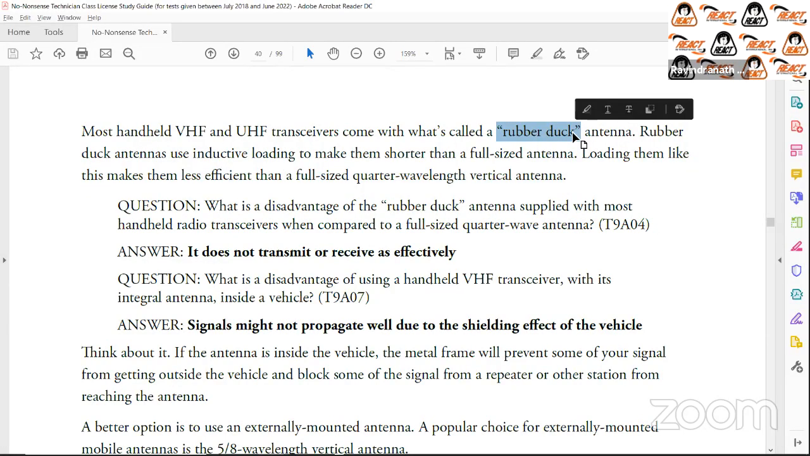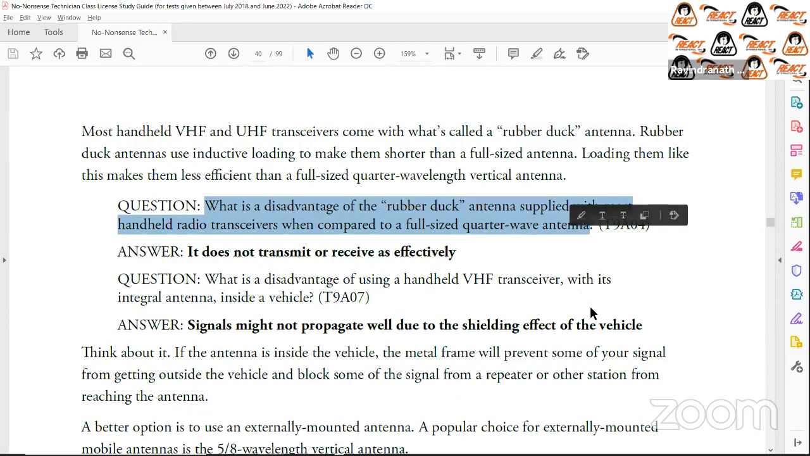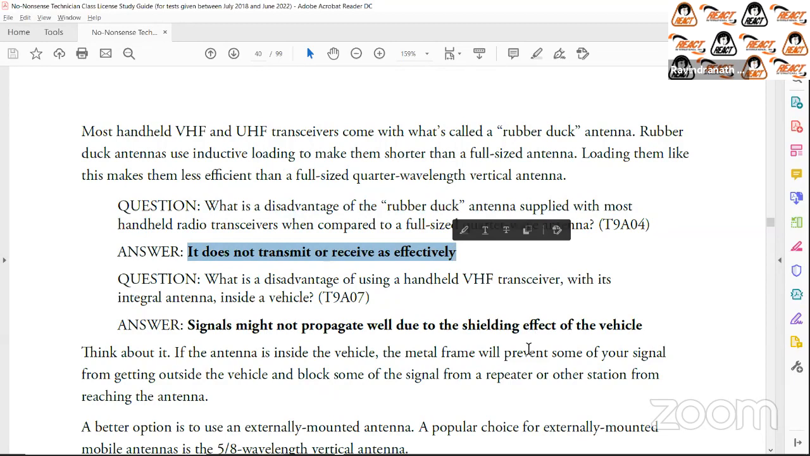So let's go straight into the question pool question on rubber duck antennas. What is a disadvantage of the rubber duck antenna supplied with most handheld radio transceivers when compared to a full-size quarter wave antenna? Well, we know that it's not a very efficient antenna. So the answer is it does not transmit or receive as effectively. All right, so remember we said that the rubber duck antenna is not a particularly good antenna. It works, but it's not particularly good.